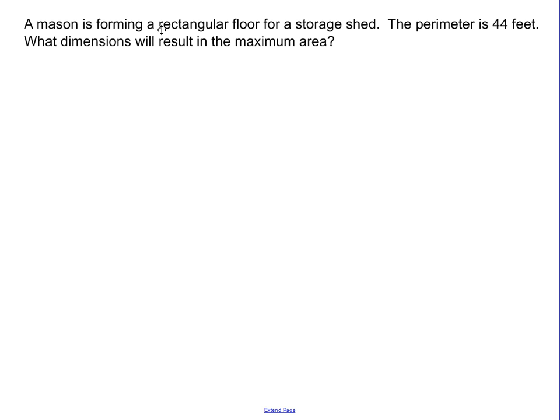So the first thing we key in on is this key phrase right here of a rectangular floor. So we're going to have a floor that is rectangular in shape somehow. And we want to find out, well, what are the dimensions that are going to maximize this? So this is a job for us identifying some variables. So we'll call the length of this rectangle L and its width W. What do we know about it? Well, we know that the perimeter is 44 feet.